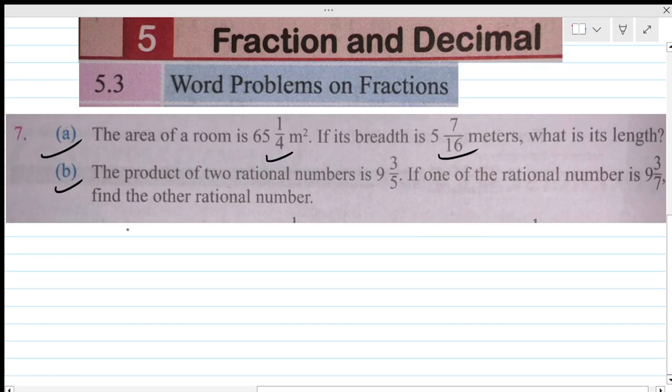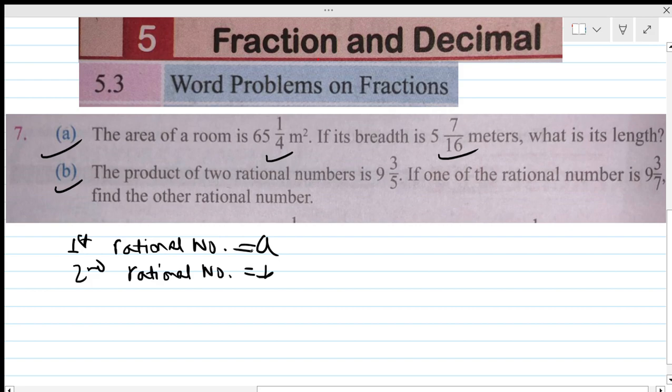So those two rational numbers be A and B. The first rational number I suppose A, and the second rational number I suppose B, and their product is given as 9 whole number 3 by 5. So A into B is 9 whole number 3 by 5, and among them one rational number is 9 whole number 3 by 7. So 9 whole number 3 by 7 into B equals 9 whole number 3 by 5.